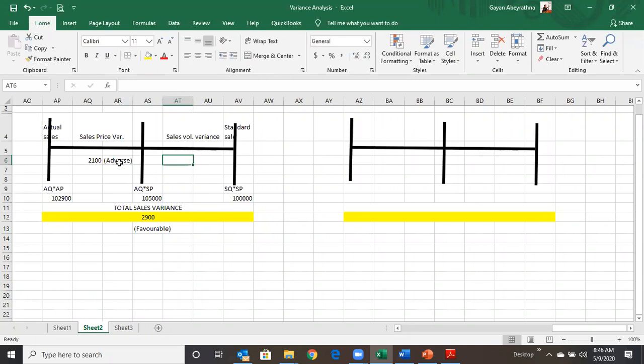In here, they have targeted to sell 100,000 worth of goods, but actually they sold 105,000 worth of goods at standard price. So they have earned more than expected. That means here the variance becomes favorable. That's all.